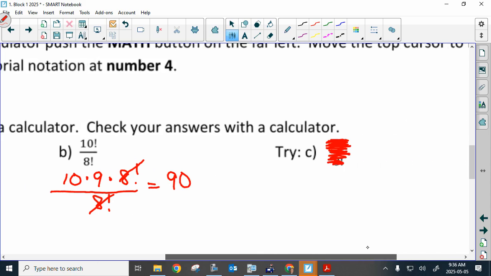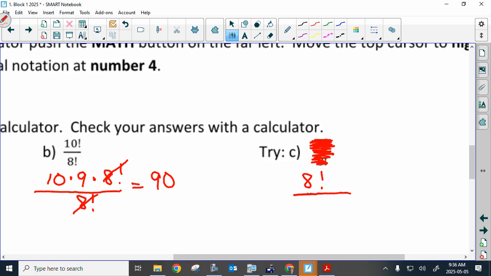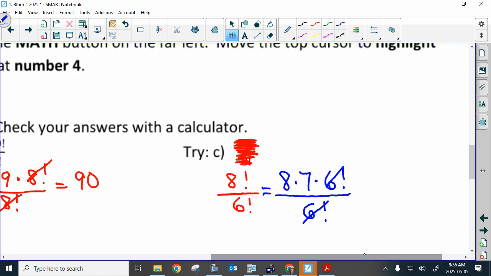So let's try this one. What if I had 8 factorial divided by 6 factorial? Work on the larger number. This would be 8 times 7. As soon as it matches your denominator, we can divide our 6 factorials. Guys, what's 7 times 8?